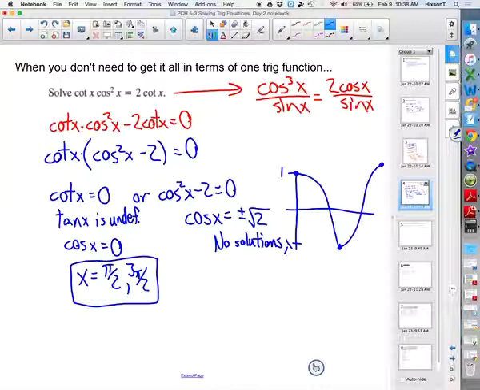That is possible. Keep in mind your domain and range for sine and cosine and tangent and all that stuff. If you had cosecant equal to a 1/2, well, cosecant's never going to equal 1/2. So you can identify cases where there's no solution.